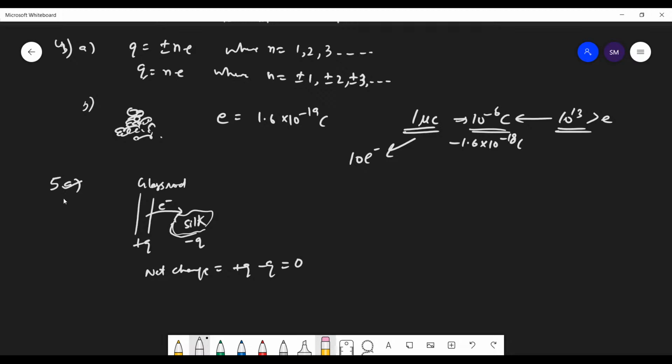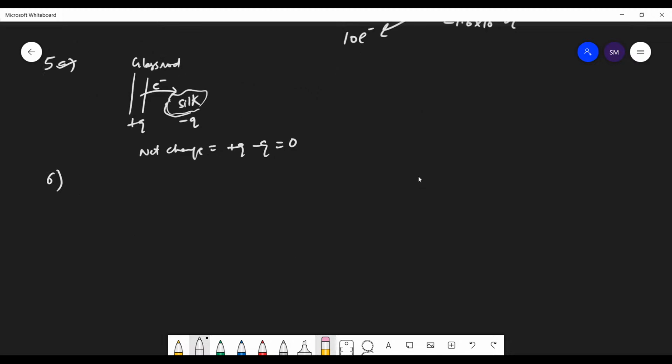So that was question 5. Now question 6. Four point charges QA, QB, QC and QD are located on the four corners of a square. So this is the square that we have, ABCD. So this is A, B, C and D, and 4 charges are placed over there.